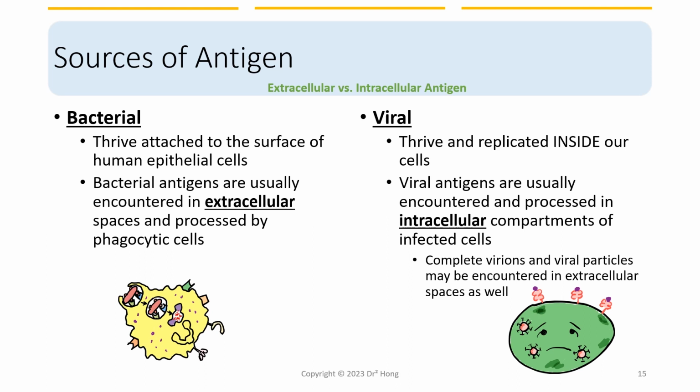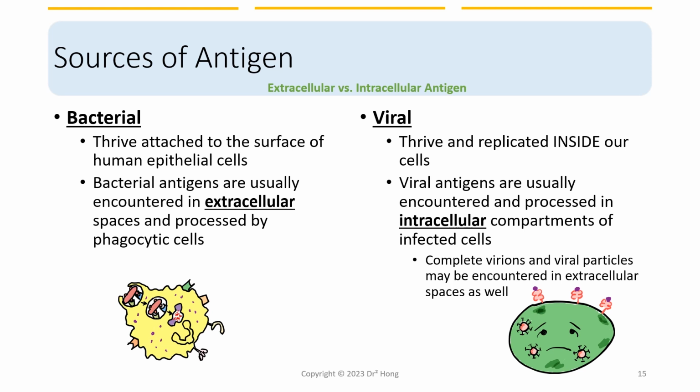So where do all these different antigens come from, or what could be the possible pathogens? Mostly in this course, we are going to look at bacterial and viral antigens. Bacteria are generally considered extracellular antigens, as they usually thrive on the surface of human epithelial cells. There are specific bacteria that reside within a cell, so that is not always the case, but a lot of the time they are extracellular.